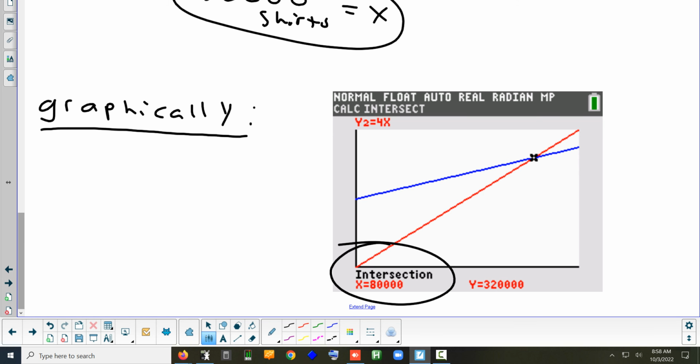Now, looking at that graph, if I sell 80,000 shirts, how much is it going to cost me to make 80,000 shirts?